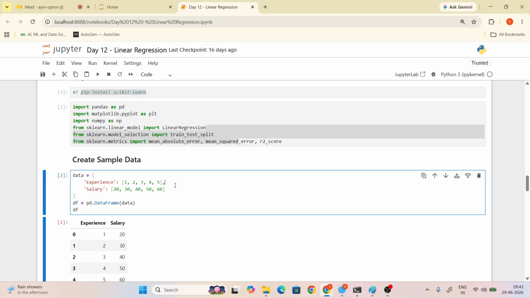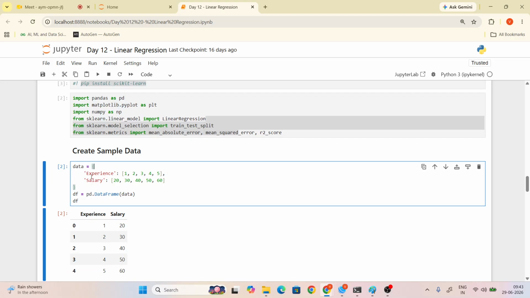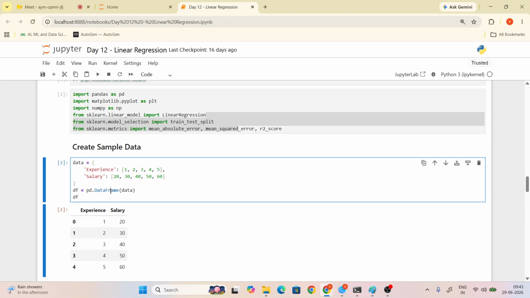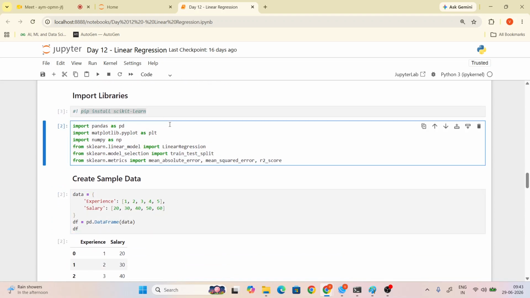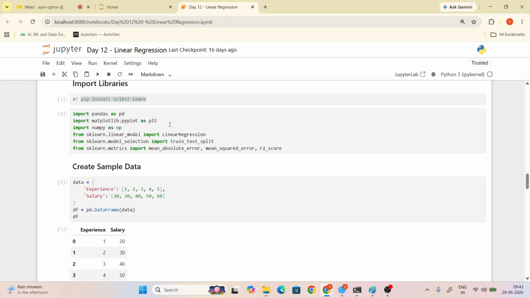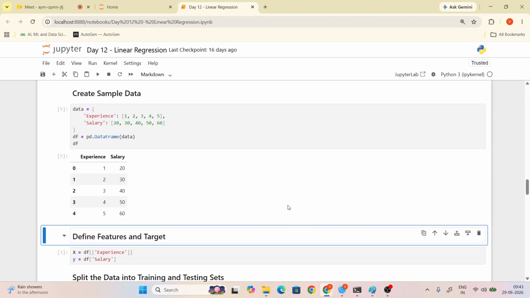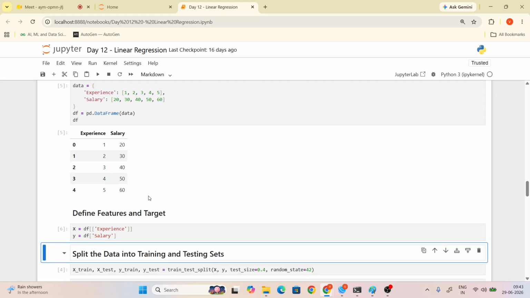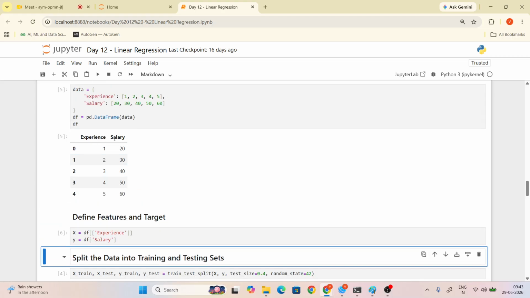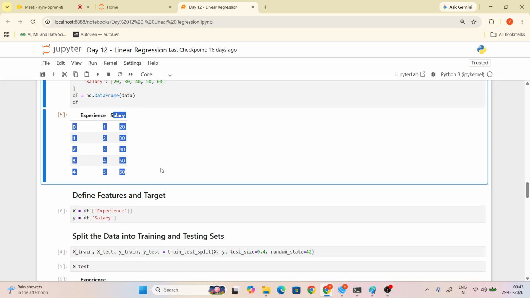Now tell me. The first one is data collection, which is easy. You collect it as a dictionary and convert it using a data frame into table format. Do you have any doubts, guys? No. Okay, now see the next one. You have to separate X and Y, meaning input and output. Experience is the input and salary is the output, right?